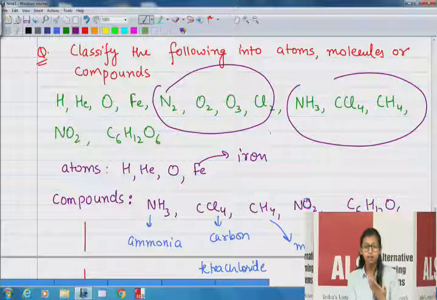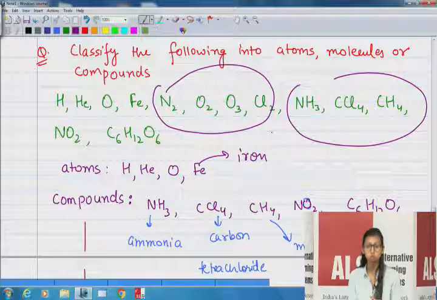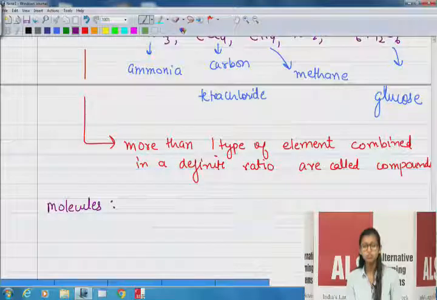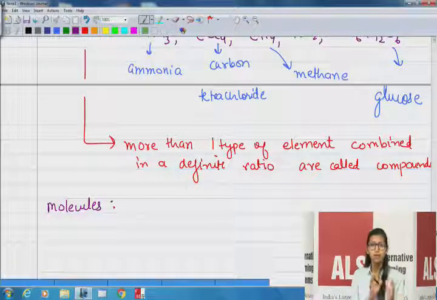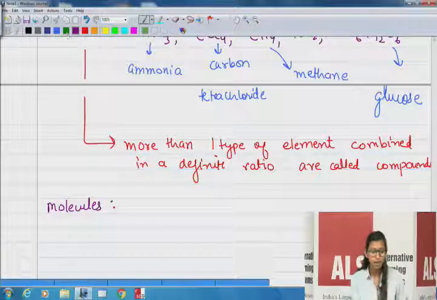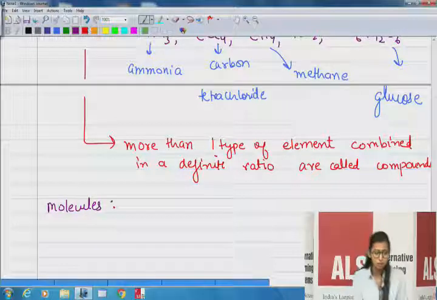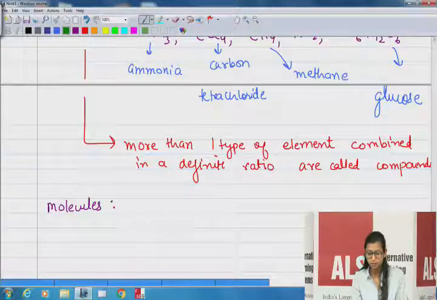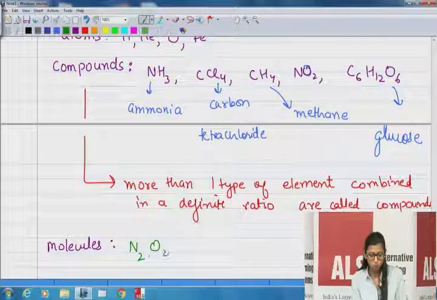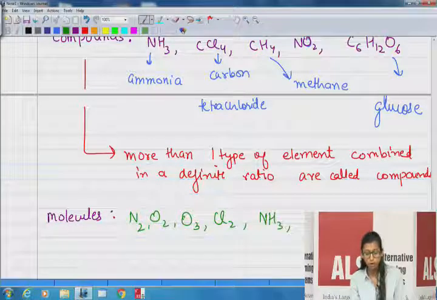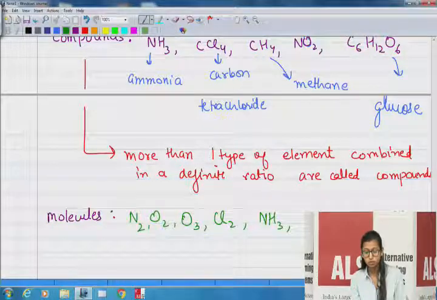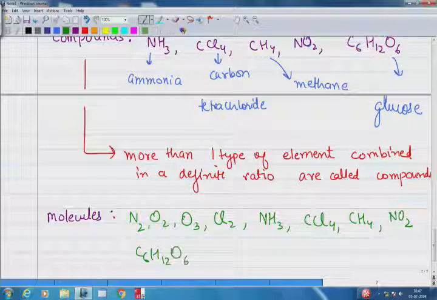So in short I can say that compounds can be molecules also, okay? So we can write the definition like that. In molecules you just want more than one, it should not be a single atom. A single atom is not a molecule, but we can have either the same type of atoms combined together or different types of atoms combined together. So if I want to write the molecules here, I will take these also: N2 was there, O2 was there, O3, you know that this is the formula of ozone, Cl2 will be there. Apart from that I will write ammonia also, carbon tetrachloride, methane, nitrogen dioxide and glucose. So this is the complete answer for the molecules, okay?